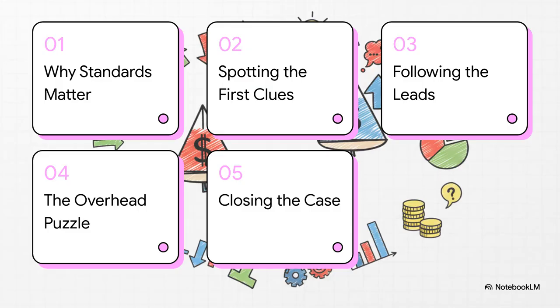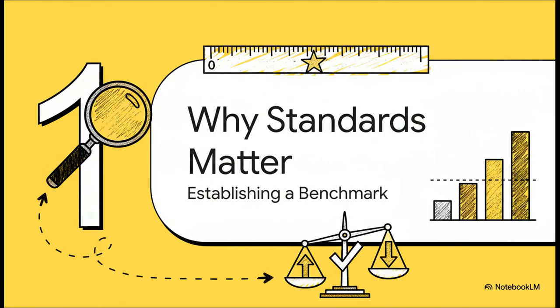So here's the plan for our investigation. First up, we'll see why standards are so important. Think of it as our baseline evidence. Then, we'll start spotting the first clues. That's where variances come in. From there, we'll follow the leads, digging into materials and labor. After that, we're going to tackle the trickiest part, the overhead puzzle. And we'll wrap it all up by closing the case and seeing how all this detective work leads to real action.